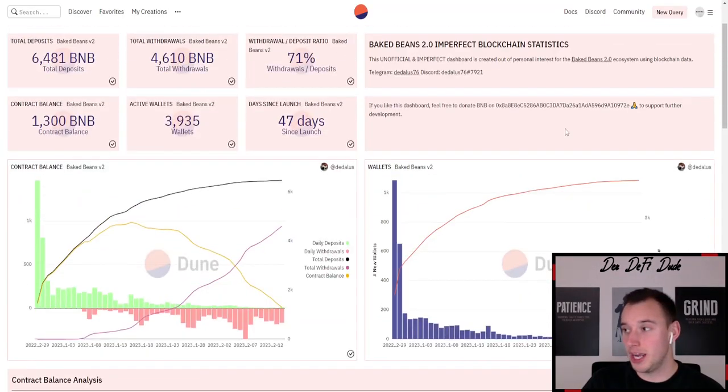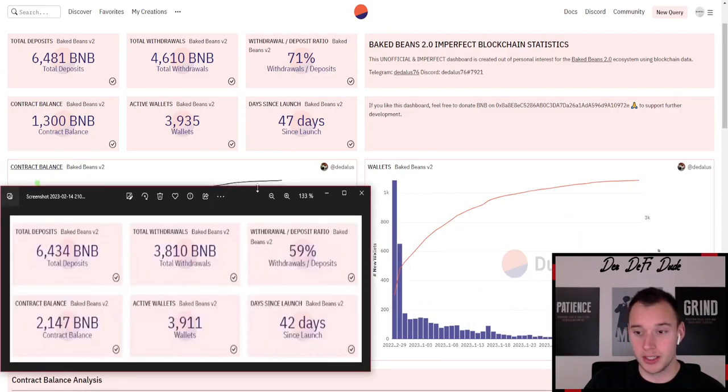Now we will take a look at the Dune dashboard and compare the data to my last video. I did a screenshot on this. And as you can see, a few people are still depositing or redepositing to get closer to their max payout or get some more BNB out of the project. Our withdrawal deposit ratio increased by around 12%. And the contract balance lost over 800 BNB in those 4 to 5 days.